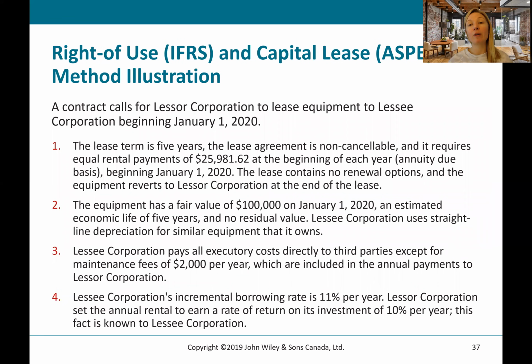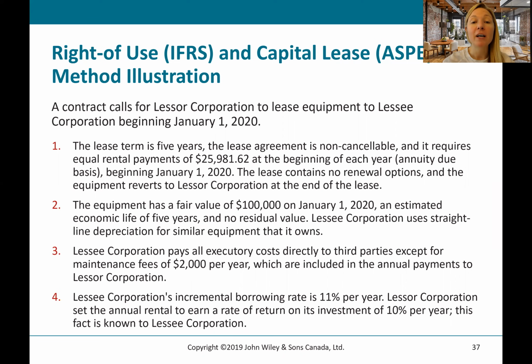So let's look at another example. Hopefully this will make some of those concepts more clear, because I find just talking through the theory is challenging to grasp the concept. So I think we really need to go through examples both here and in the tutorial section. So a contract calls for lessor corporation to lease equipment to lessee corporation beginning January 1st, 2020.